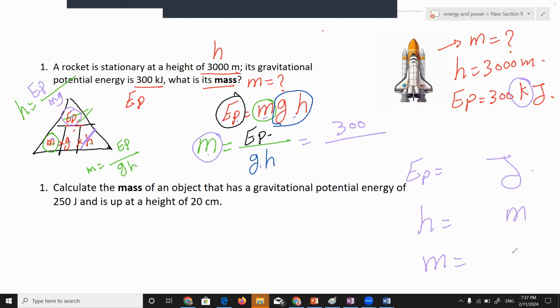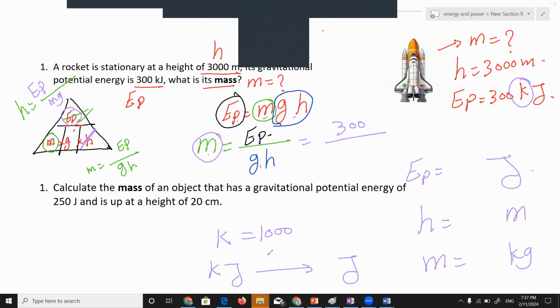Mass is measured by kilogram, not gram, not megagram. So if you have kilojoule, kilo in physics has a value which is 1,000. If you need to convert from kilojoule to joule, this means you need to remove the kilo, so put the value of the kilo. What is the value for the kilo? It's 1,000.